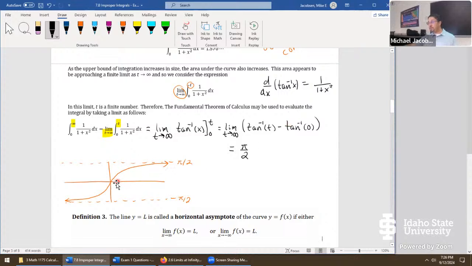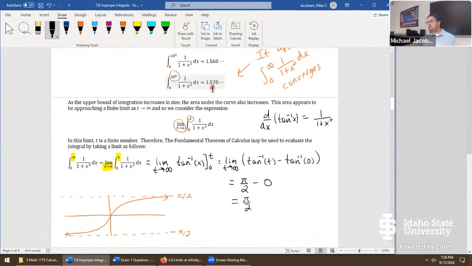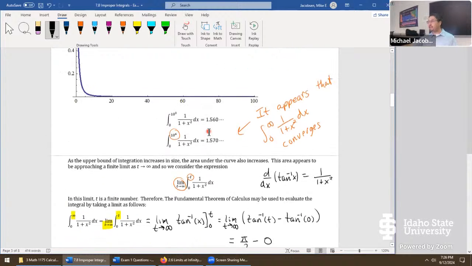Tangent inverse of 0 from the graph is just 0. So the whole thing is pi over 2, which happens to be what this number is approximating right here. So it looks like, yeah, that's what it was actually really heading towards. So it turns out this curve does have a finite area.